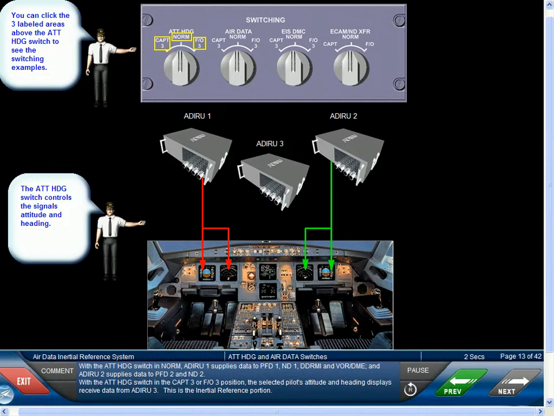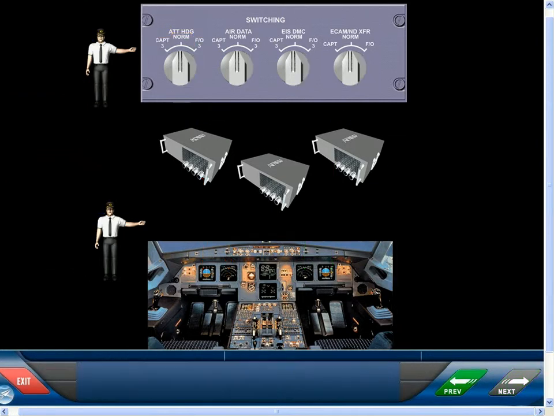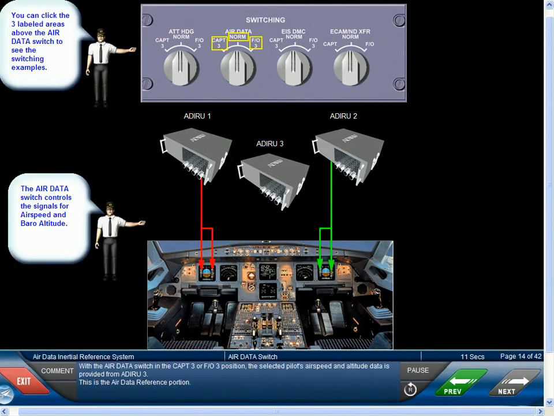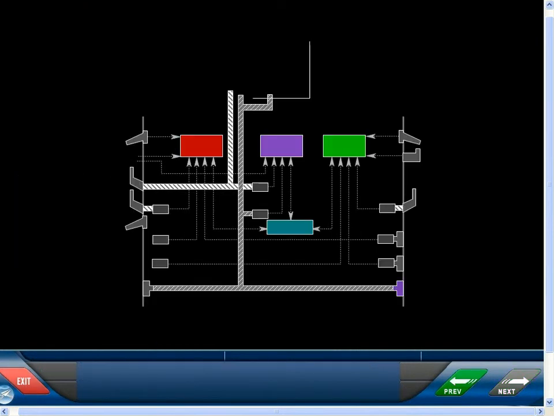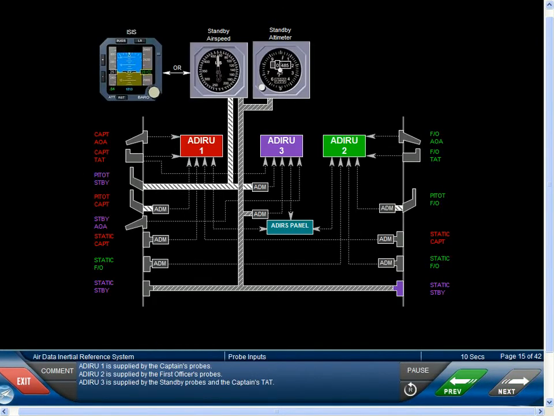This is the inertial reference portion. With the air data switch in the Captain 3 or First Officer 3 position, the selected pilot's airspeed and altitude data is provided from ADIRU 3. This is the air data reference portion. ADIRU 1 is supplied by the captain's probes. ADIRU 2 is supplied by the first officer's probes. ADIRU 3 is supplied by the standby probes and the captain's total air temperature.